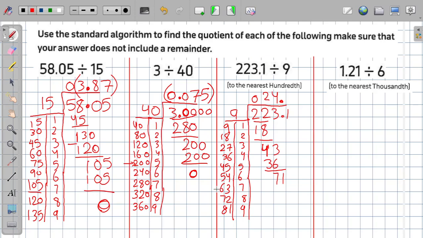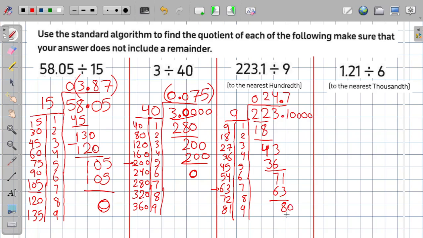So I have 71. So 71 divided by 9, I think 71 is not in the timetable of 9. So I have 63 and 72. So I will take 63. 63 divided by 9 equals 7. And the remainder will be what? Will be 8. Okay. So I don't have any other digits. So what can I do? I will put some zeros, as many as I want. I will get the next 0.